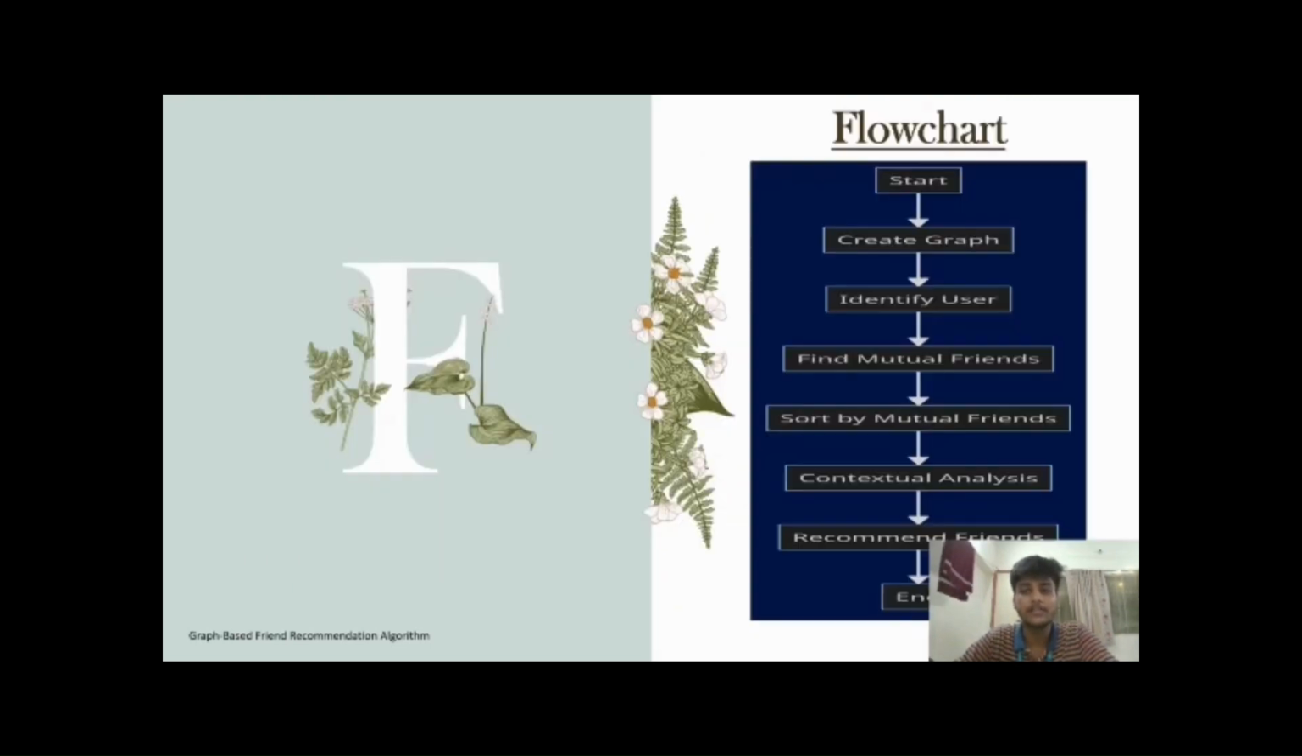Now coming to the third slide, we have just made a flowchart. First we start the flowchart. After that, create graph, and then identify user, find mutual friends. Sort by mutual friends, contextual analysis, recommend friends, and then we end this flowchart.